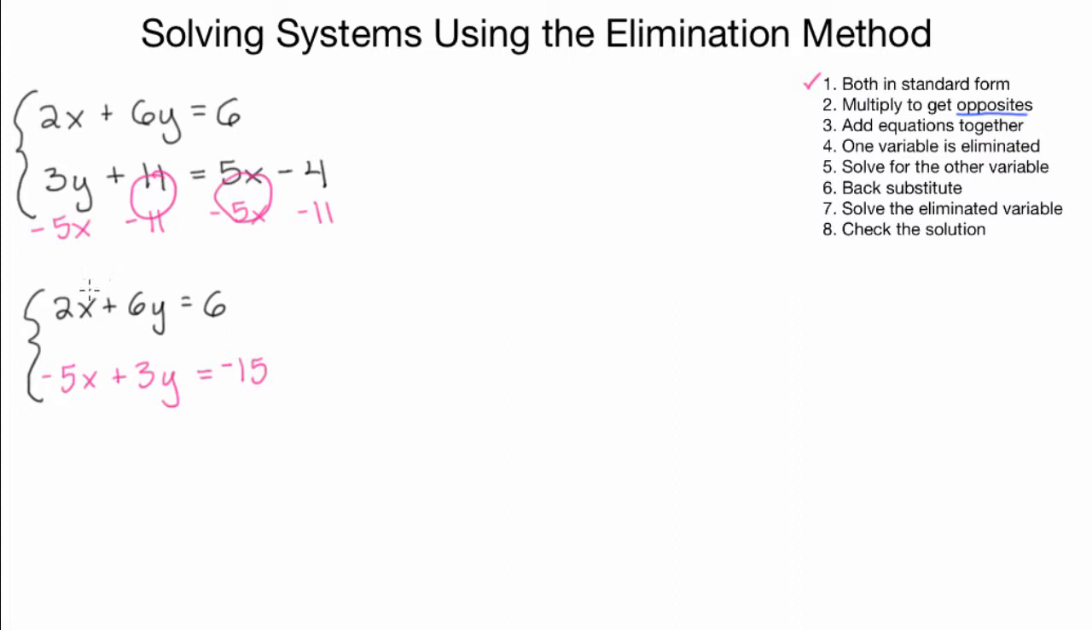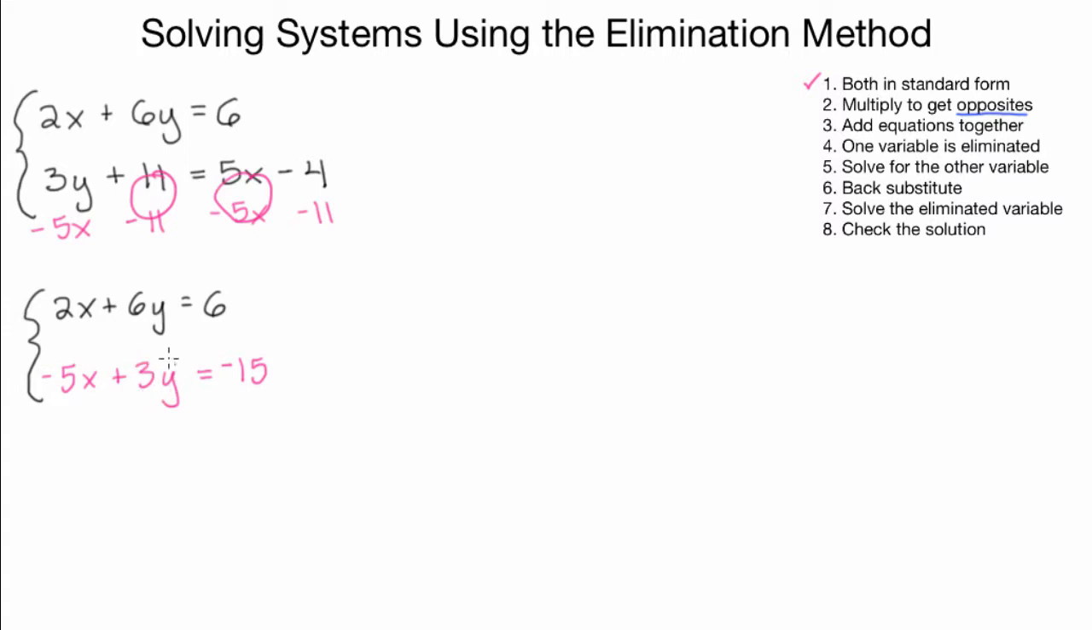At this point, I want to think about what would be the easiest way to get opposites. With 2 and 5, I could multiply this by 5 and this by 2, and that would give me 10 and negative 10. That's one method. But then I'm multiplying both equations throughout, so that might not be the easiest. The easiest one to me would be taking this 3y and turning it into negative 6y. Then I would have a positive 6y plus negative 6y, and that would turn into 0.